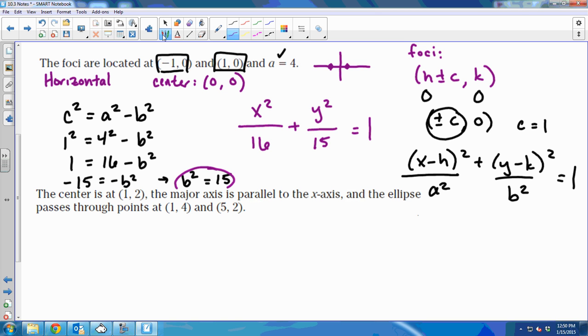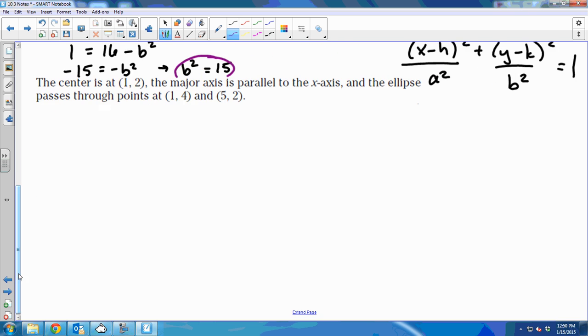About the second example. Let's look at the third one. The center is at 1, 2. Well, that's nice. I have H and K. Perfect. Parallel to the x-axis. What does that mean? This ellipse is horizontal. It's parallel to the x-axis, then it has to be horizontal.